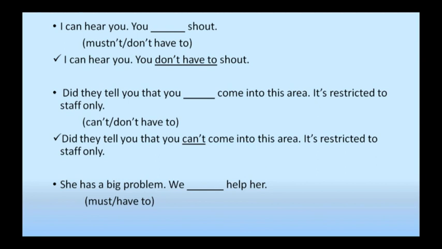The next example is, she has a big problem. We help her, and the modals are must and have to. The correct modal is must. She has a big problem. We must help her.